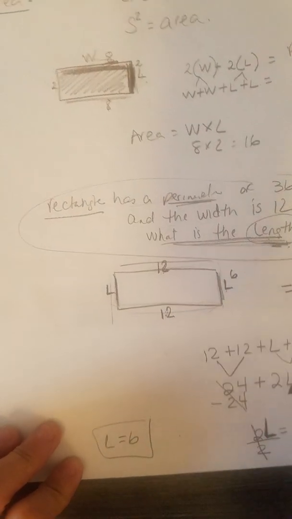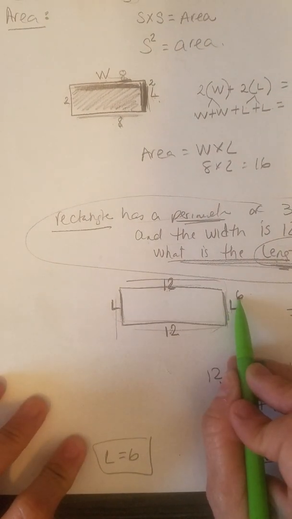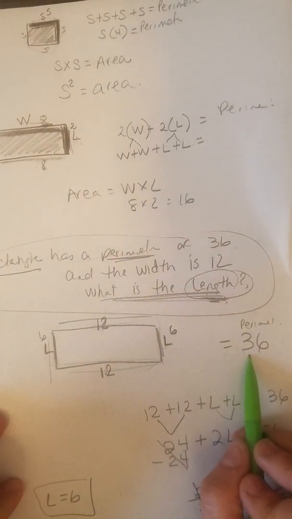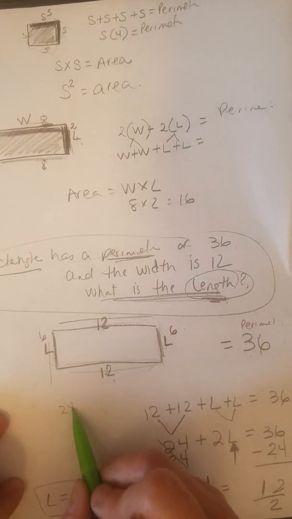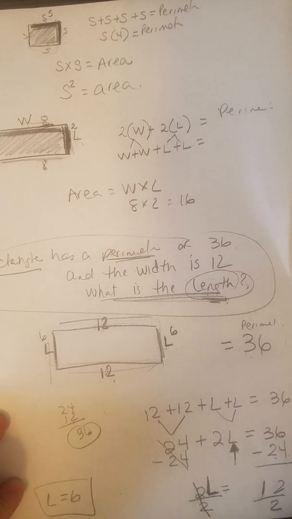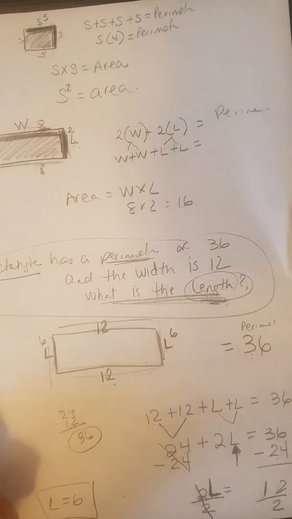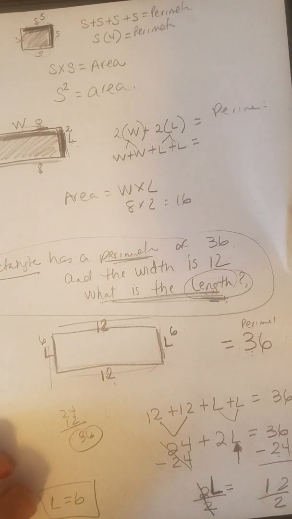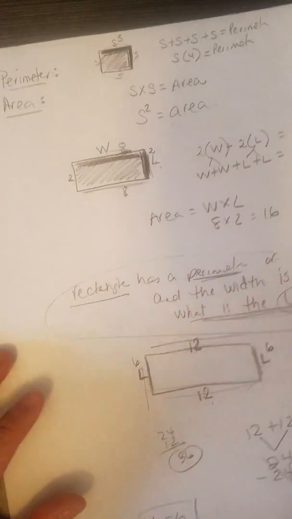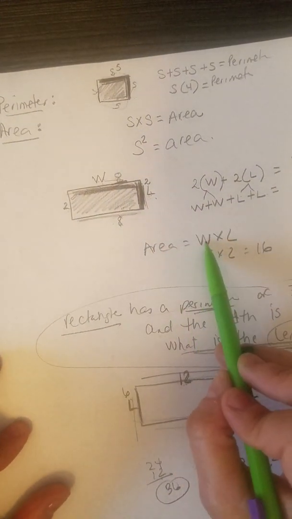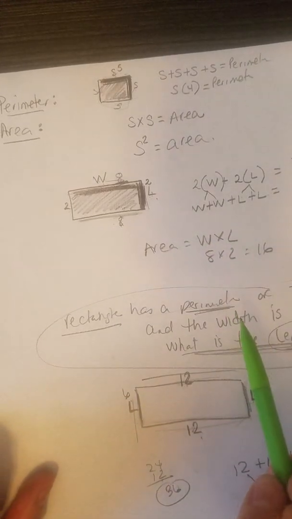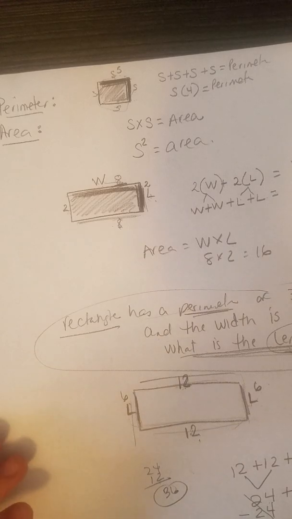Now, let's see if this is true. If L is 6 here, that means L is 6 here. Now, they say my perimeter is 36. So 12 and 12 is 24. 6 and 6 is 12. And 24 plus 12 is 36. That's correct. So my answer is 36. Easy peasy. Now, let's say they give you what is the area. Okay, and then they give you just one of them. And they give you the area, and you need to isolate the L. I mean, you just have to plug into the formula.